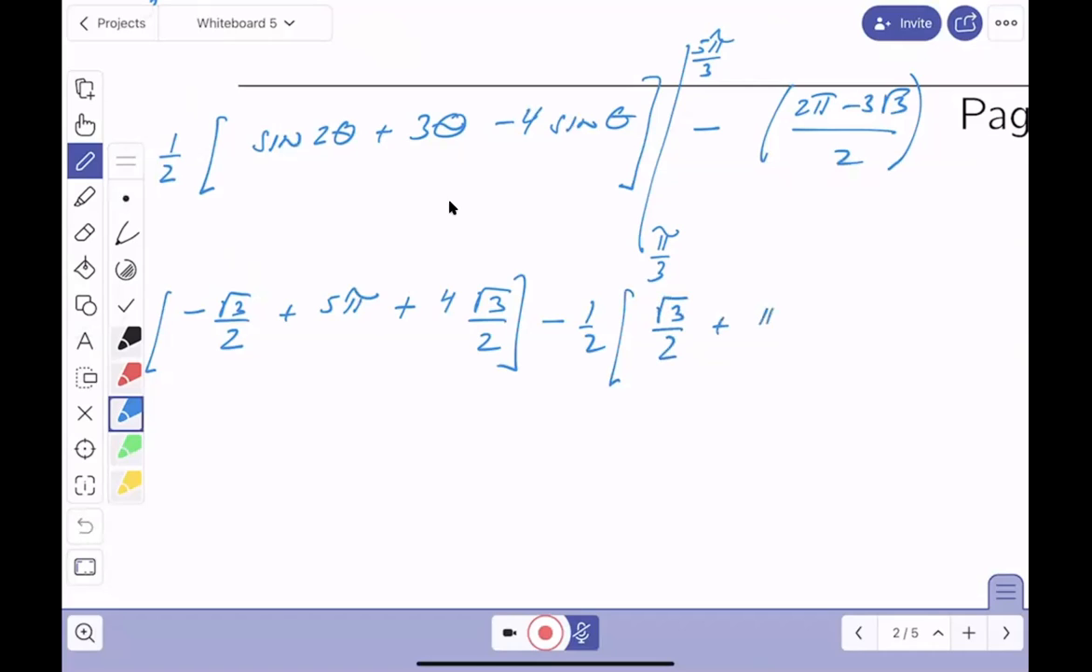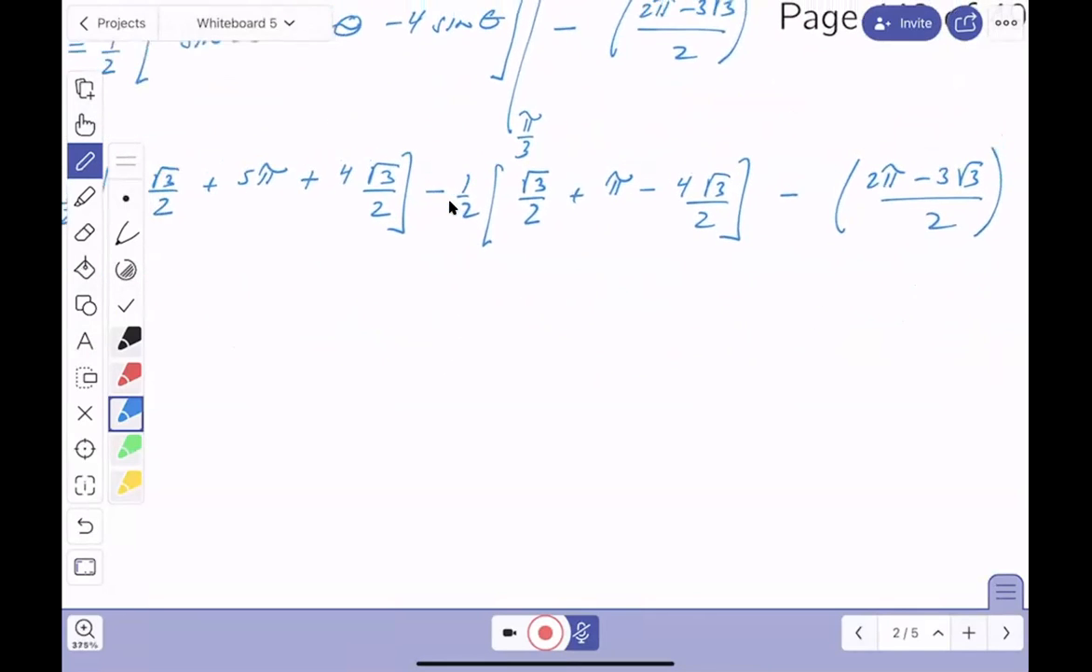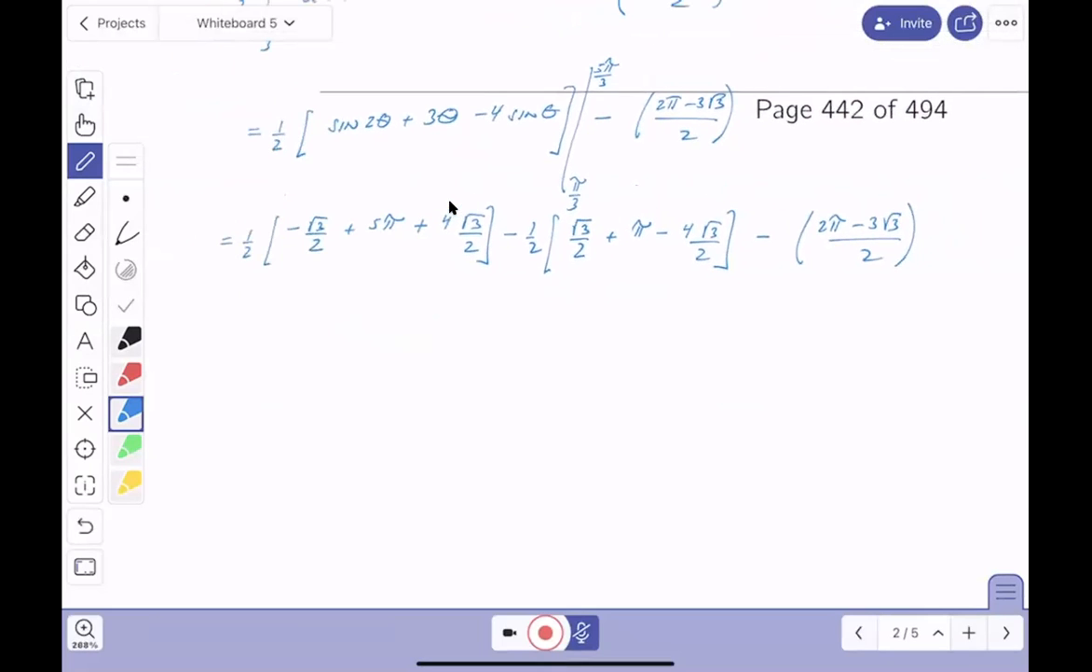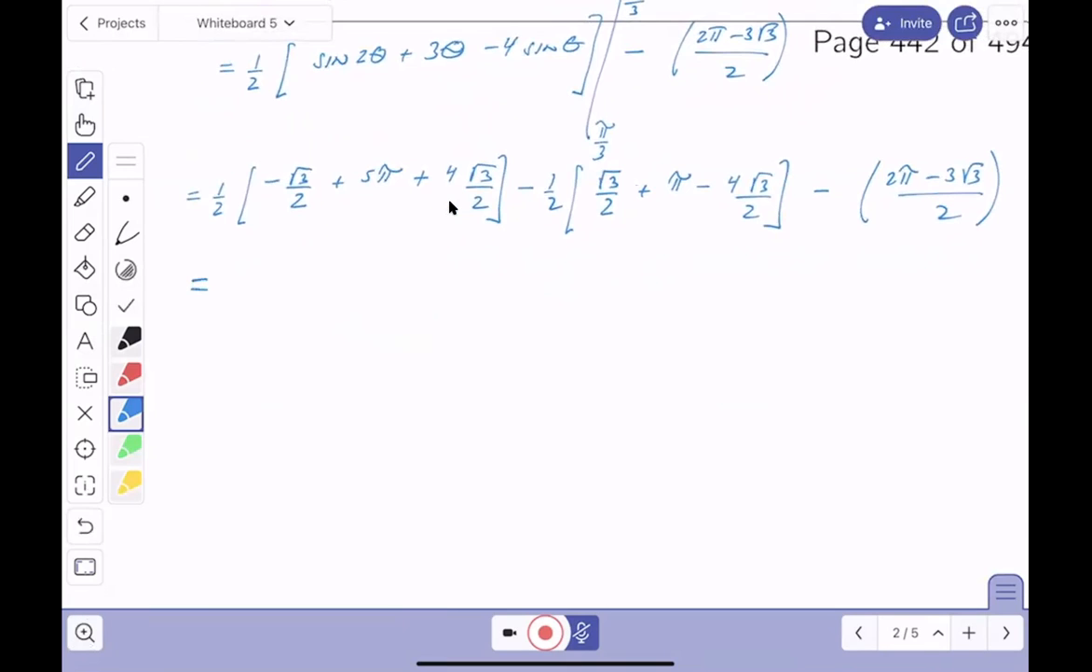Plus pi minus 4. Now, root 3 over 2, root 3 over 2. You still get the same thing. Minus 2 pi minus 3 root 3 over 2. Boy, I hope I didn't make any mistakes. I really mean that. All right, I got to put this down now. Equals 1/2.